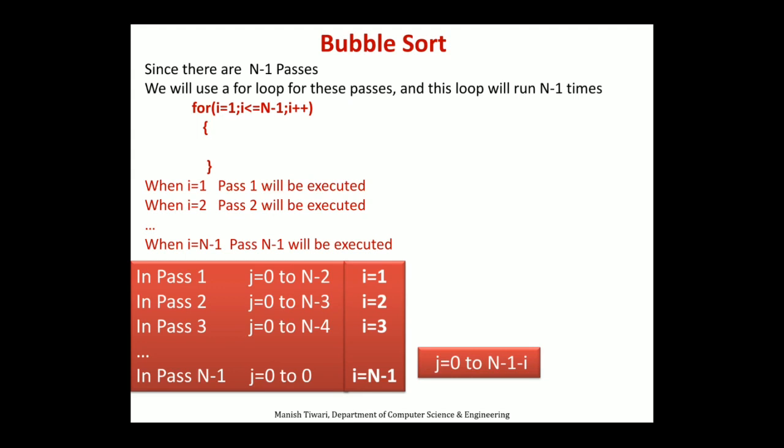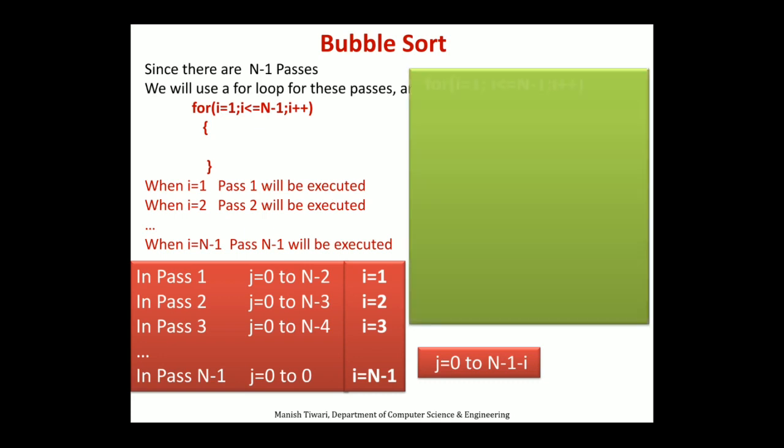So when the value of i is 1, that is pass 1, the value of n minus 1 minus i will be n minus 2. So in pass 1, when i is 1, the loop of j will start from 0 and go up to n minus 1 minus i, that is n minus 2. And for i equal to 2, that is pass 2, the loop of j will start from 0 and go up to n minus 3, since the value of n minus 1 minus 2 will be n minus 3.